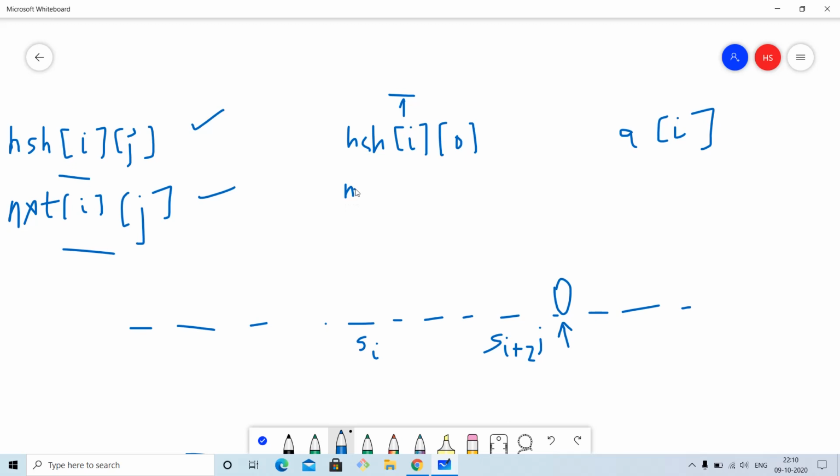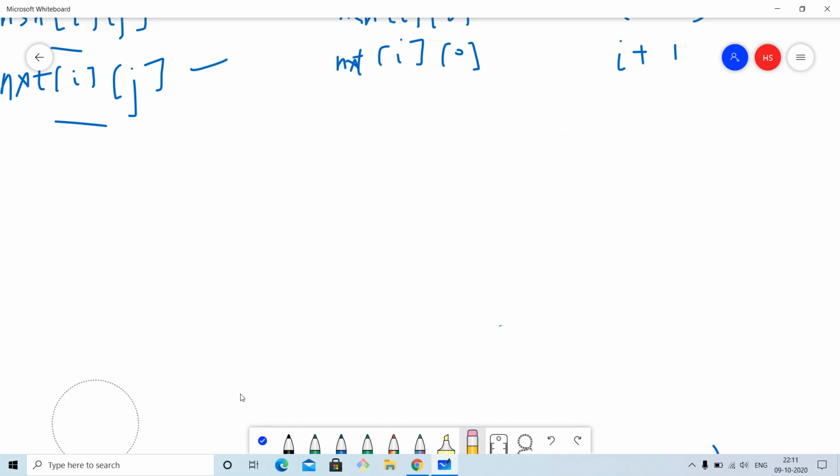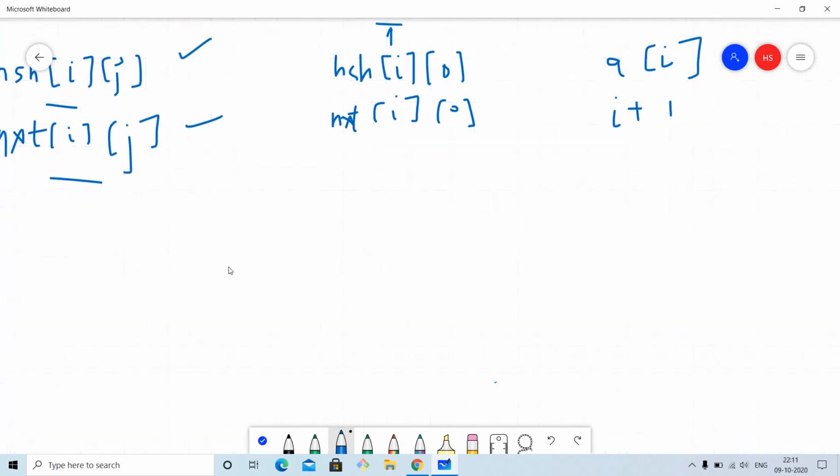Now let us calculate the next(i, 0). Next(i, 0) denotes the position of the answer starting from index i after length 2 to the power 0, which will be just the next index, that is i plus 1, right? So now we have calculated hash of i0 and next of i0.